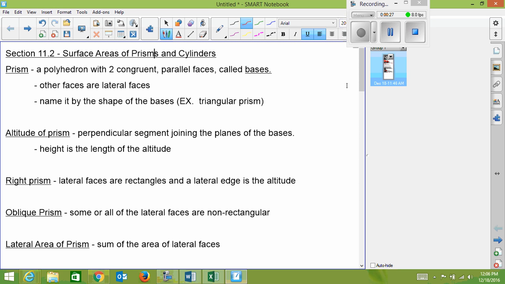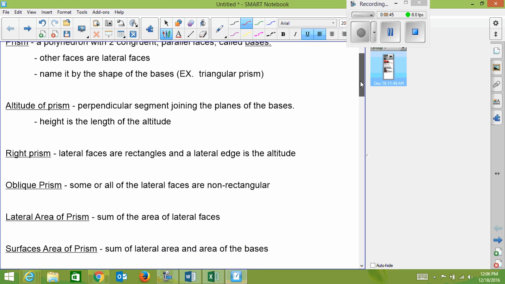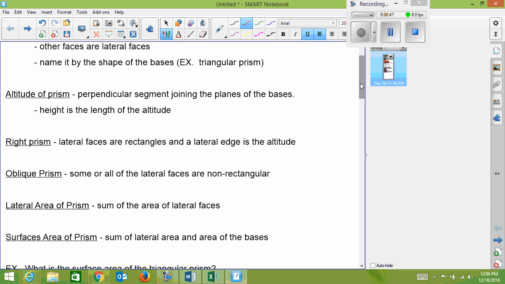The altitude of the prism, which we might need to find because that might be the height that we need, is the perpendicular segment that joins the planes of the bases, and the height is the length of that altitude. In a right prism, the lateral faces are rectangles, and a lateral edge is the altitude. In an oblique prism, some or all of the lateral faces are non-rectangular. The lateral area of a prism is the sum of the areas of the lateral faces, and the surface area of a prism is the sum of the lateral area and the area of the bases.